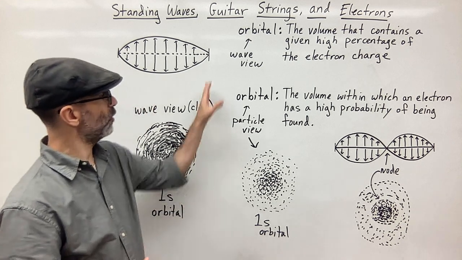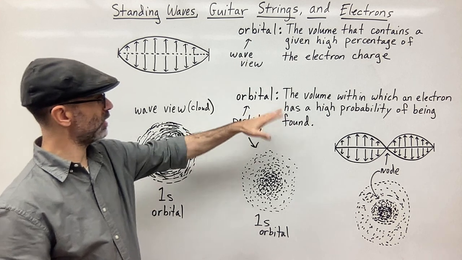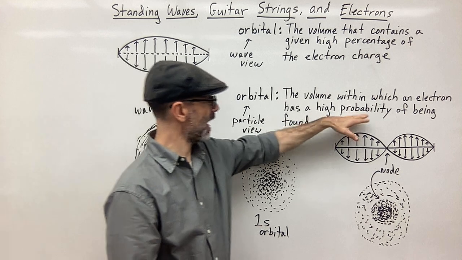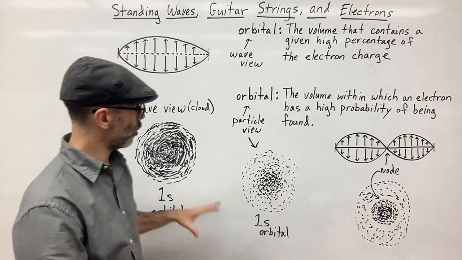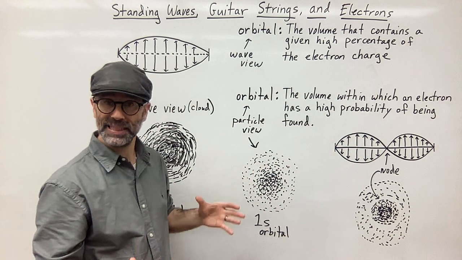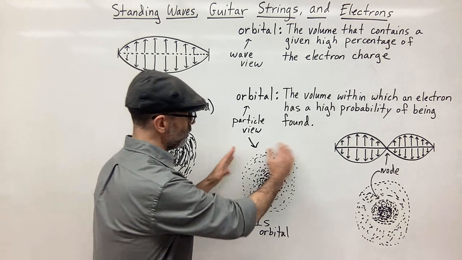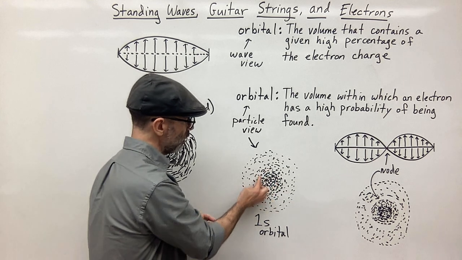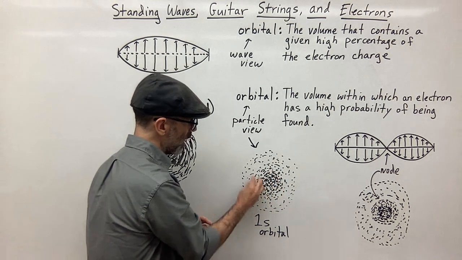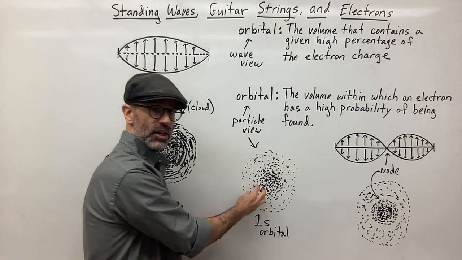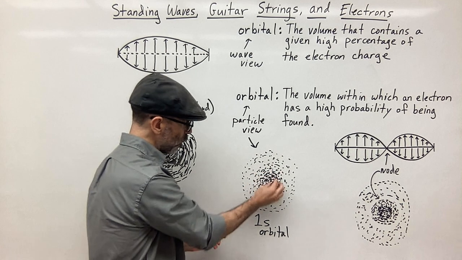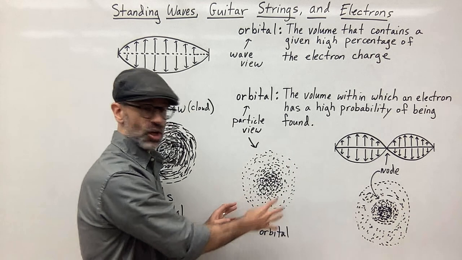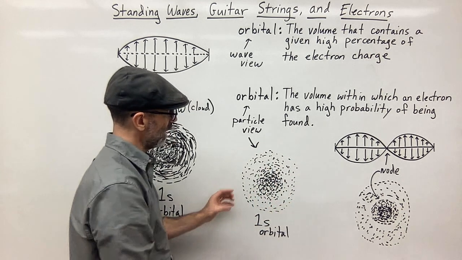So another definition according to the particle view would be that the orbital is the volume within which an electron has a high probability of being found. So again, that percentage, typically 90%. So here we have what is called a probability map, right? And you can see again, towards the center, it's darker. You have more dots clustered here. The density of the dots is larger here, but as you get farther out, the density or the clustering is less. So it's less clustered out here than towards the center.